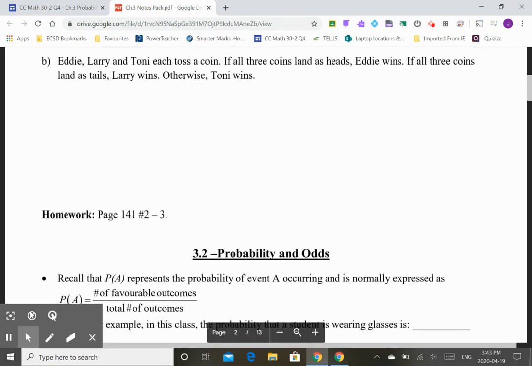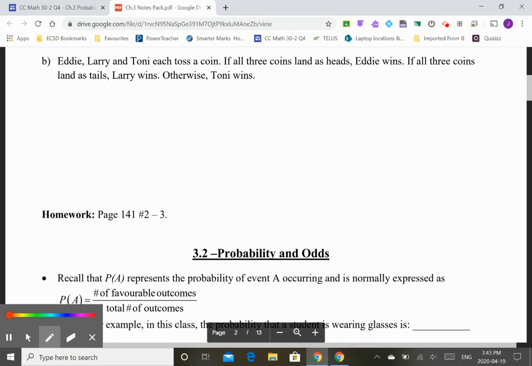Great. We're going to have a look at example B, and we're going to use the same strategy as we did with example A. We are going to write out the sample space and use the sample space to help us calculate the probabilities. The difference is that the sample space here is going to be a tree diagram, which was different than example A where we used a chart.